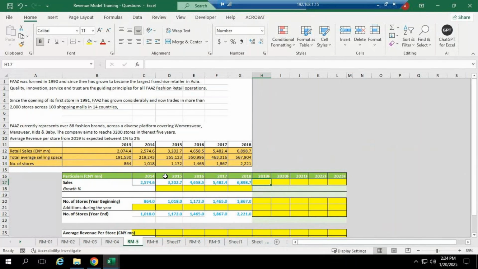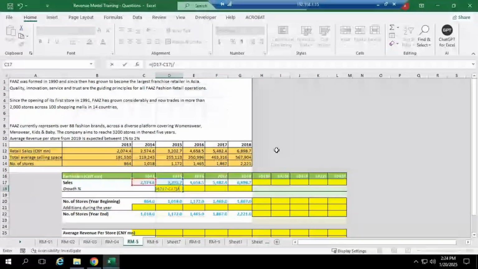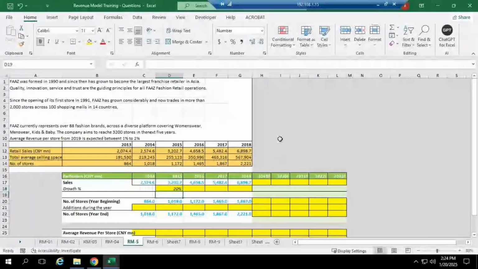So first we have to calculate the growth percentage for the particular respective year. So how to calculate this growth percentage? It is equal to, open the bracket, current year minus previous year, divided by current year. That's all. Now press enter. See, now you just drag it over here. That's all. Okay, so percentage growth has been done.